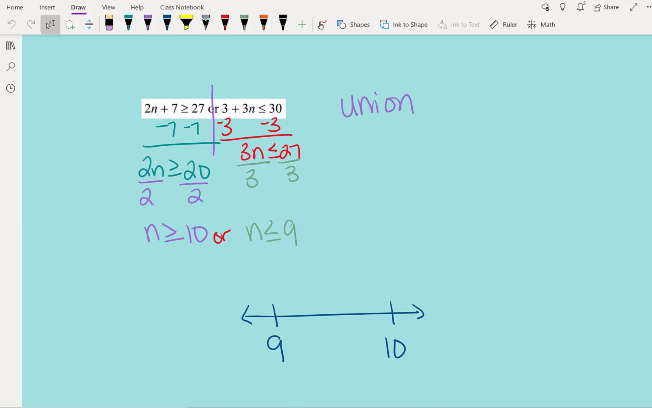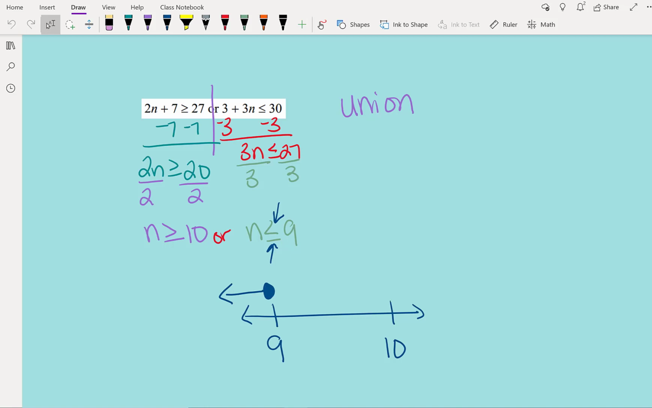So now that I go to graph this, I have a value point at 9, and I have one at 10. I'm going to write the smaller number first because it's smaller. And it's a closed circle. Remember, when we have that inequality with the line underneath, that's a closed circle. That point is included. And it's all the values of n that are less than 9, smaller than 9, going in the smaller direction of 9, to the left.